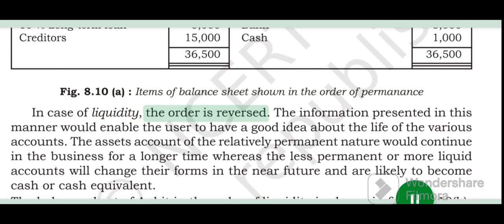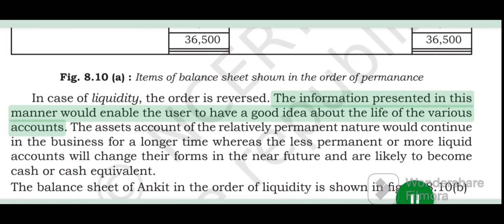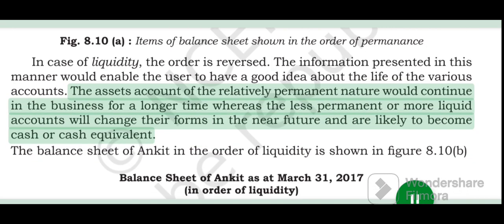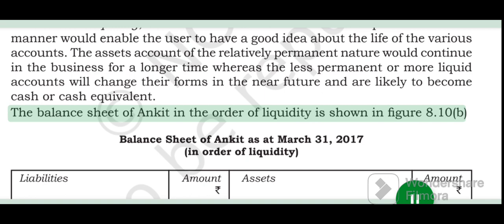In case of liquidity, the order is reversed. The information presented in this manner would enable the user to have a good idea about the life of the various accounts. The assets of a relatively permanent nature would continue in the business for a longer time, whereas the less permanent or more liquid accounts will change their forms in the near future and are likely to become cash or cash equivalent. The balance sheet of Ankit in the order of liquidity is shown in figure 8.10b.